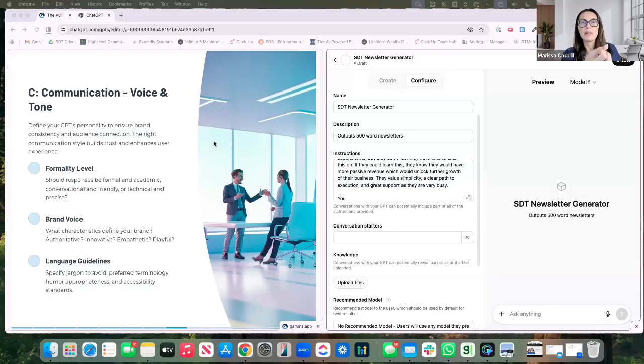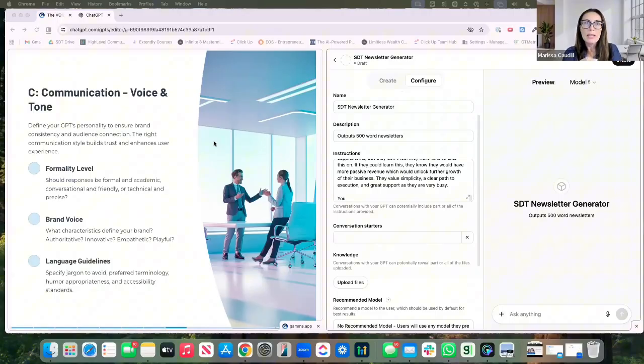Should it sound like your buddy, your friend, your colleague? Should it be really caring and nurturing, if you're the doctor talking to your patients? Should it be authoritative? Should it be technical? And then, is it innovative? Is it playful? Are you funny? And then let it know.